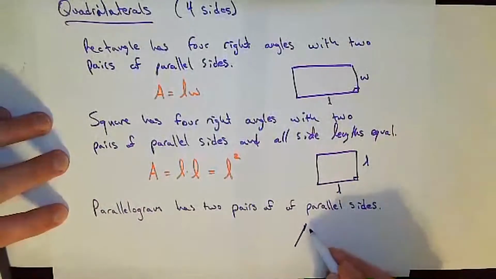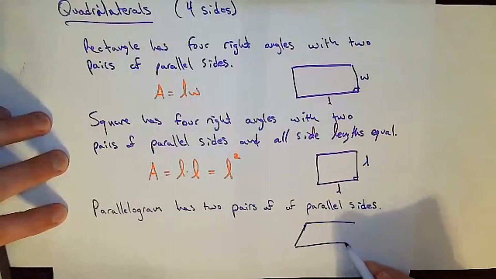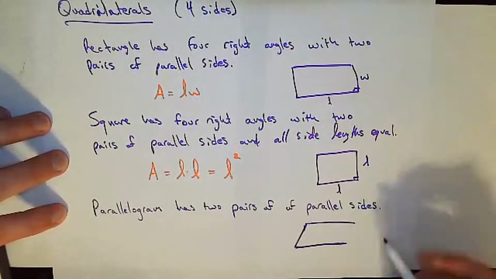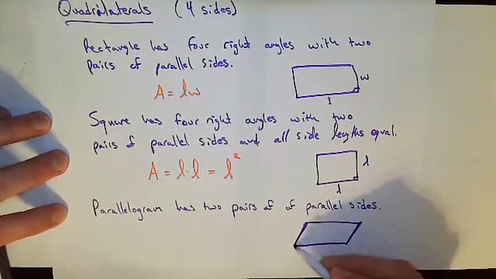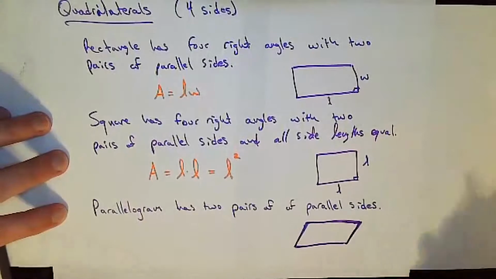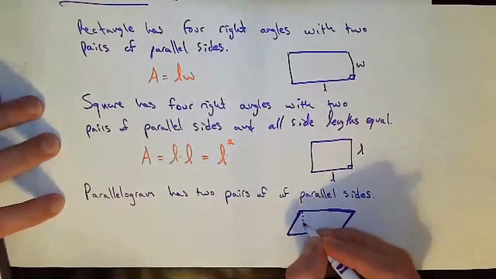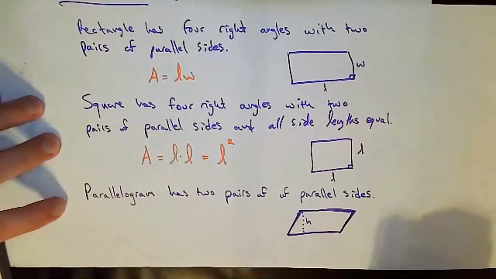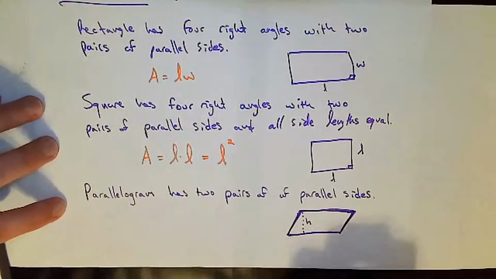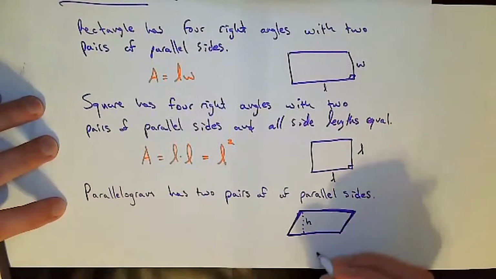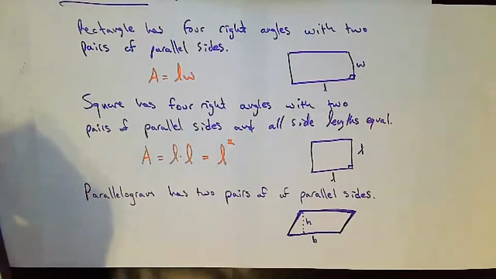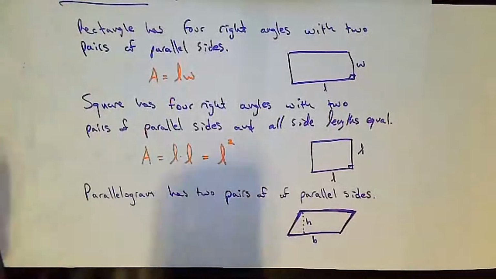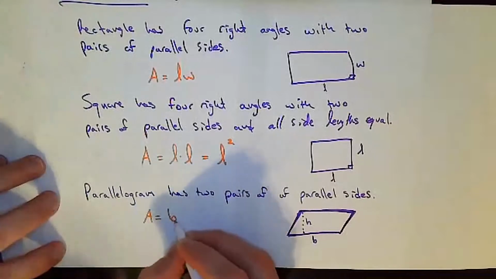So maybe a generic parallelogram would look like this. So those 2 parallel sides, top and bottom, and then left and right should be parallel as well. So it's like a tilted rectangle. And for the parallelogram, we talk about its height. Its height is h. And instead of calling the base length a length or a width, we call it b for base. And the area formula for a parallelogram is base times height.